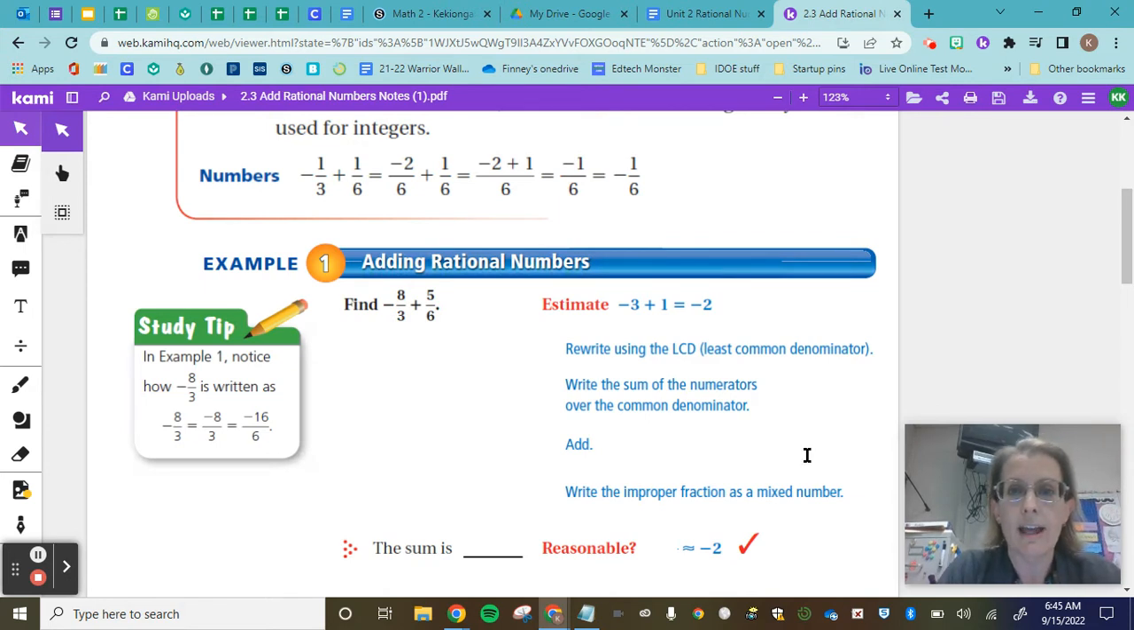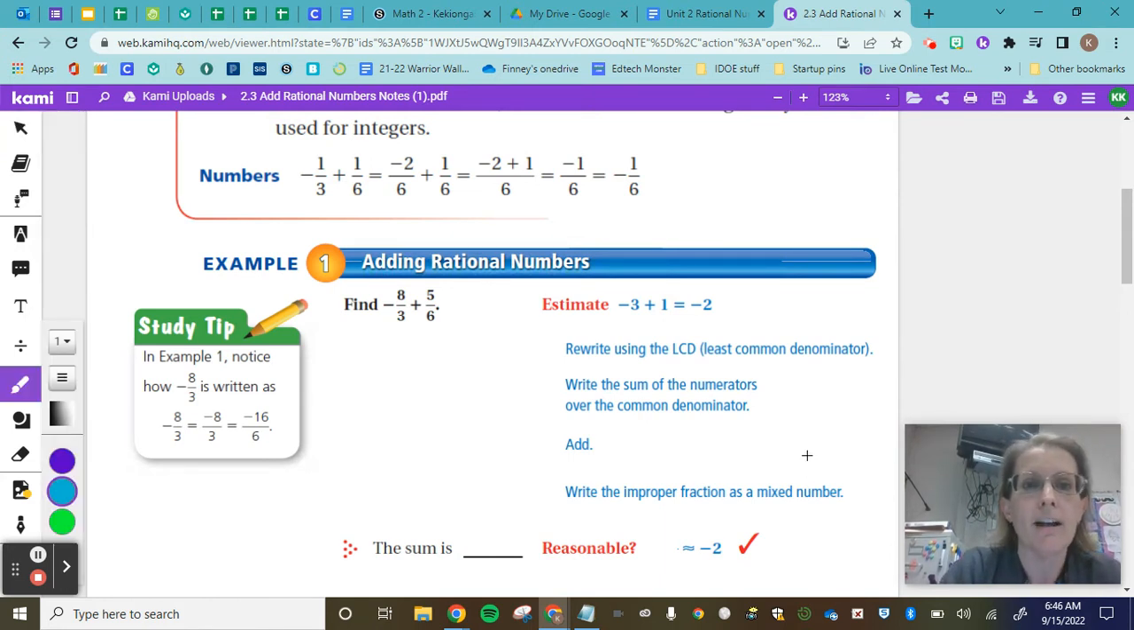A good idea is to estimate to make sure that our answer is going to be reasonable at the end. So 8/3: 8 divided by 2 is 4, and 8 divided by 4 is 2. So 8/3 is somewhere in the middle of that. So we're going to estimate it as a -3, and 5/6 is close to 1. So if I have -3 plus 1, we could use our number line, or we could also use our rule that they will cancel out and we'll have two negatives left over.